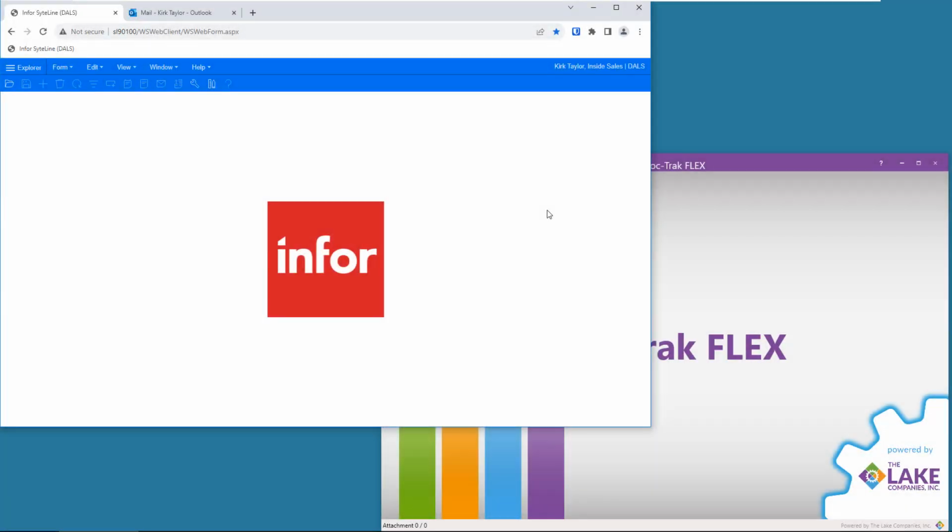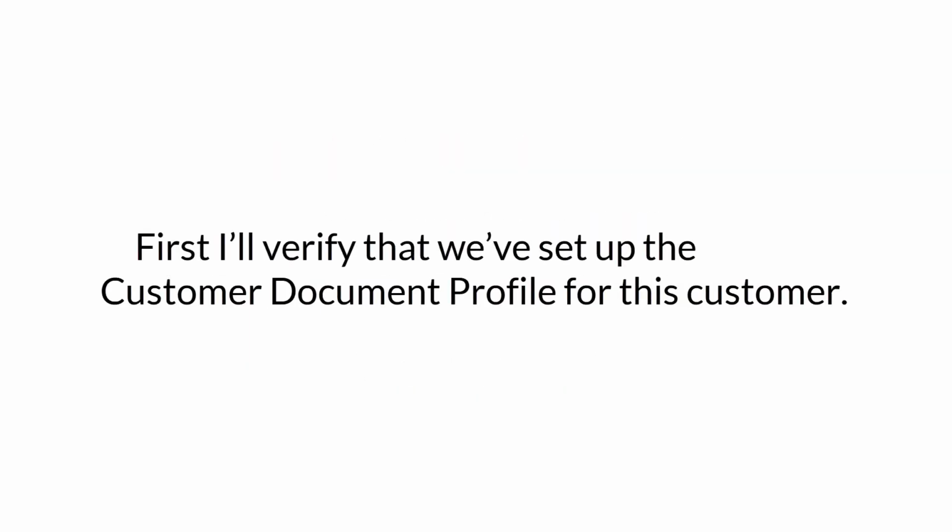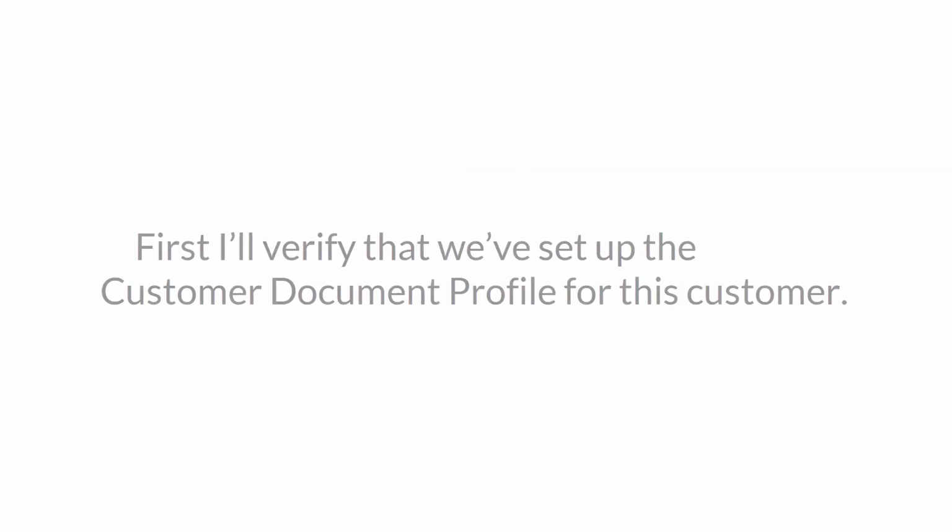Let's try one now. We'll stay with the salesperson example. As you can see, I'm logged into Sightline as Kirk Taylor from our sales department. I'm going to generate an order verification report for customer order number 1028. This is an order from customer number 1, Coordinated Bicycles, and it's referencing their purchase order number 1007. First, I'll verify that we've set up the customer document profile for this customer.